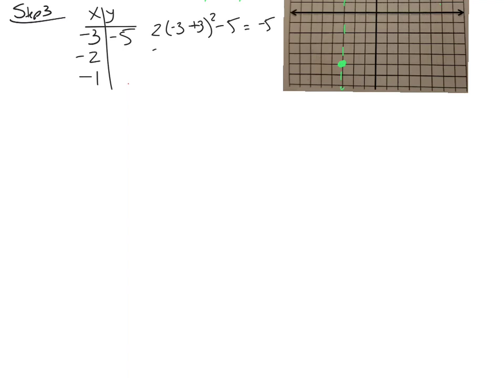Now I'm going to plug in -2. I do 2 and then (-2 plus 3) squared minus 5. So I have -2 plus 3 is 1. 1 squared is 1 times 2 is 2. 2 minus 5 is -3. And then I plug in -1.